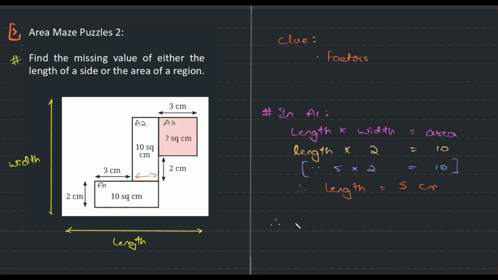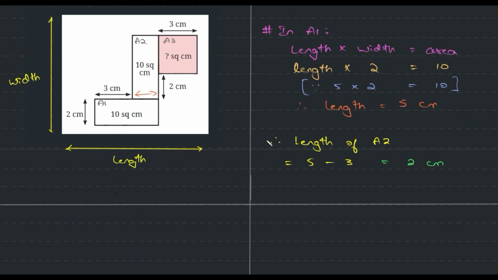Therefore, I'll call it length of room 2 is equal to 5 minus 3, which is equal to 2 centimeter. So we figured out the length of room 2. Now we'll figure out the width of room 2. Width of area 2, actually, not room 2.